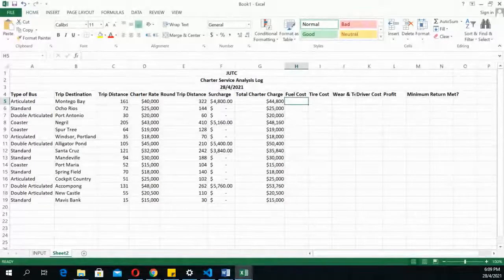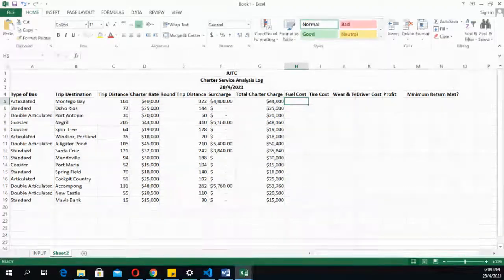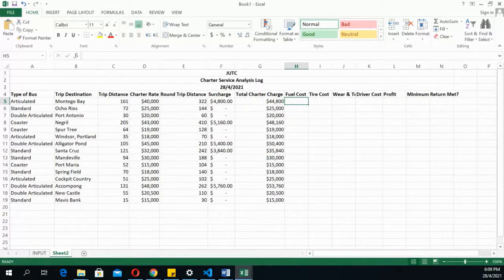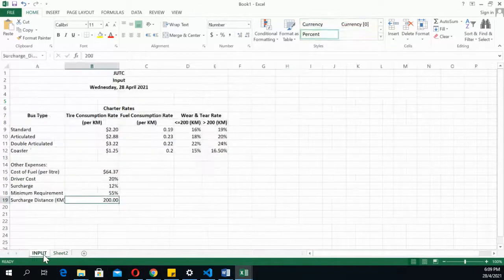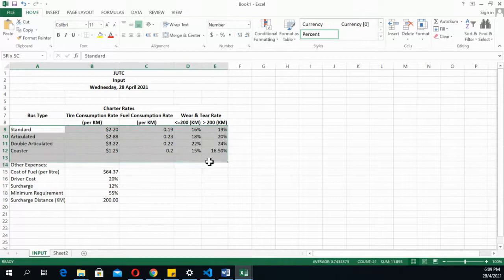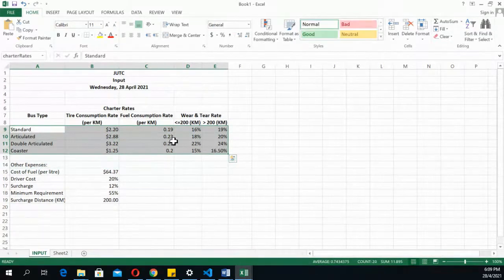All right, the others are fairly straightforward. I mean, the cost of fuel and distance traveled, those we see. So we don't need to worry about those right now, but we need to get the fuel consumption rate. How will we get the fuel consumption rate? Where is that located? The table that is the charter rates. All right, so the fuel consumption rate, we have it in our charter rates that we defined, right?